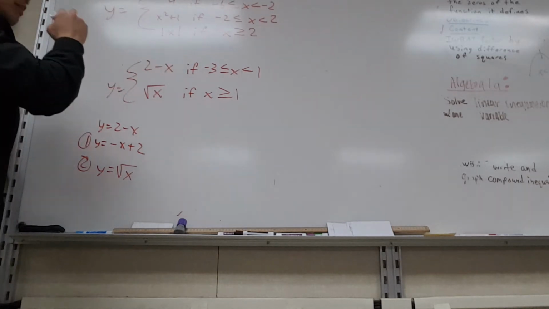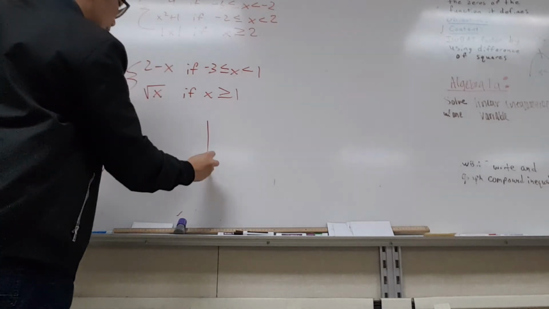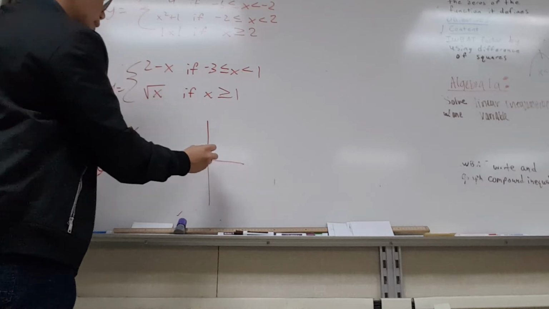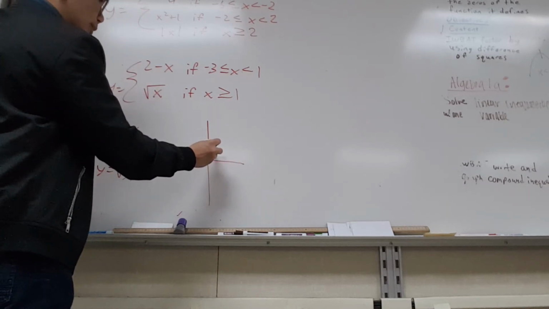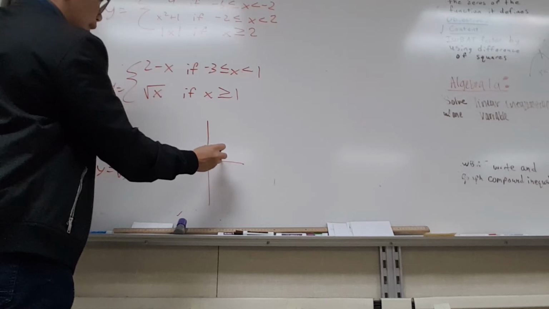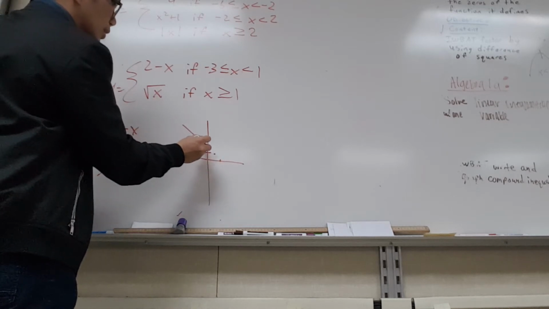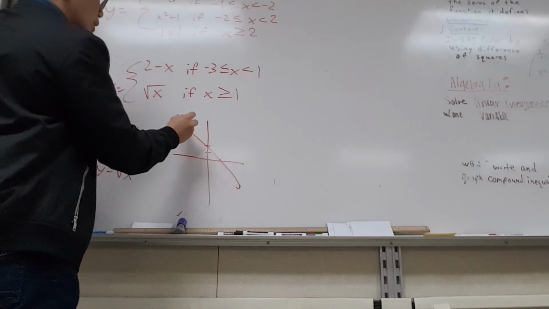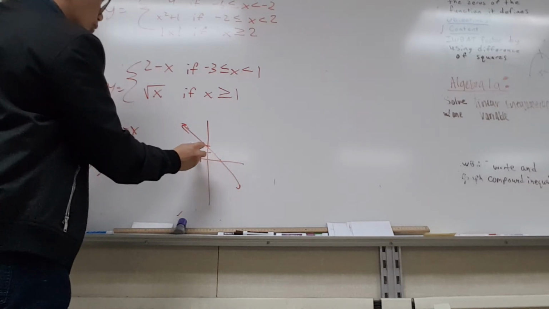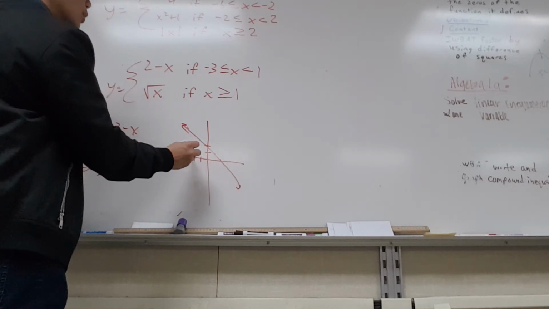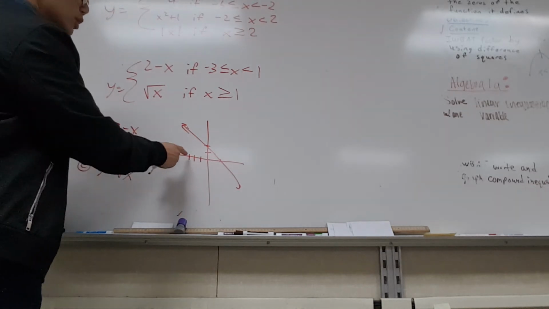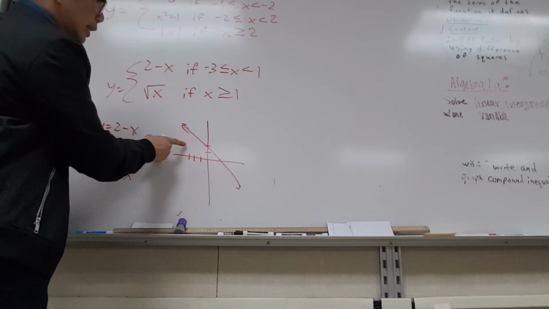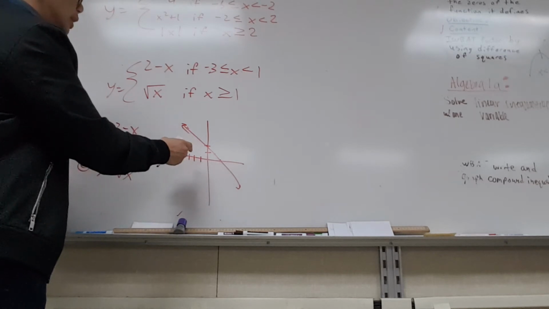So if I use that as my restriction, negative x plus 2 has a y-intercept at 2. And you go down 1 to the right 1, down 1 to the right 1. And that's your line. But you only need the line from negative 3 to 1. So at negative 3, you're going to get cut off.